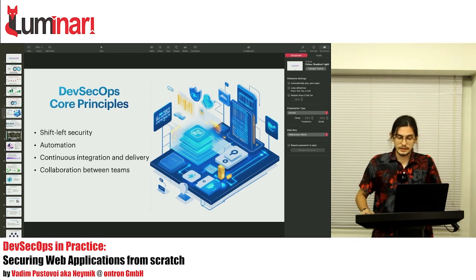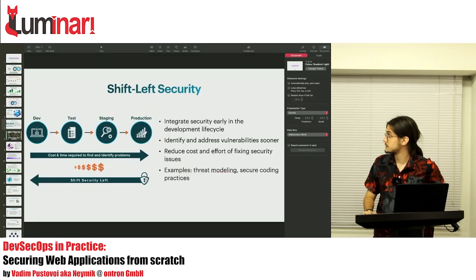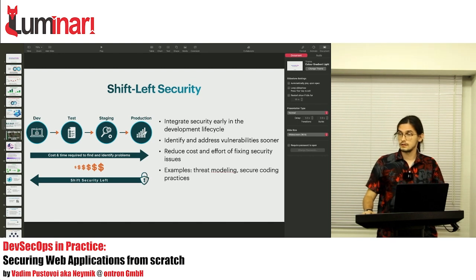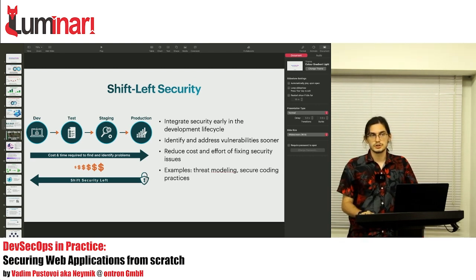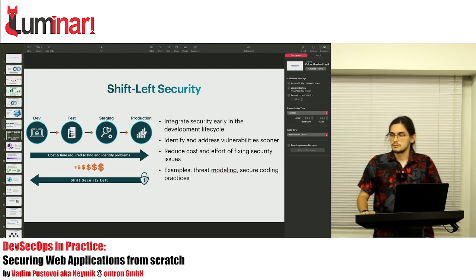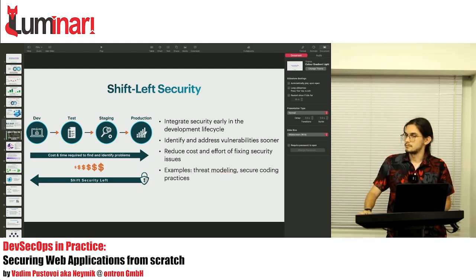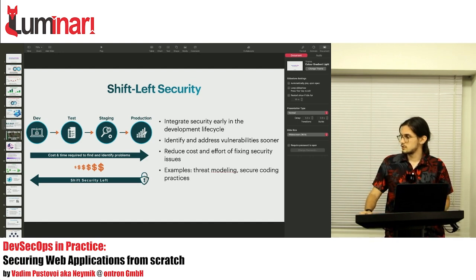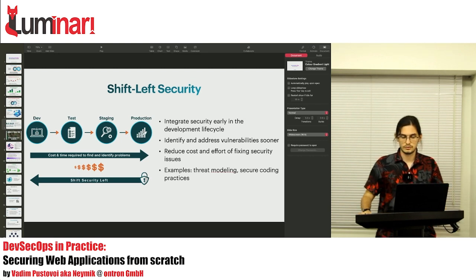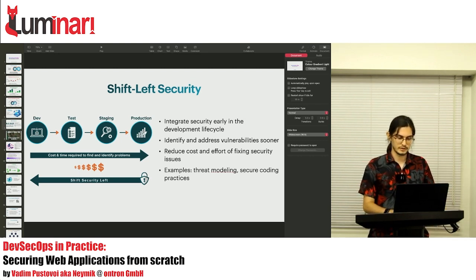Let's dive into the core principles of DevSecOps. The shift left security. The idea here is that when the task is done and it is ready in production, you may not even know whether there is a security issue or not, but there might be. And if someone knows about this issue, it may cost you a lot of money if you don't value it enough.